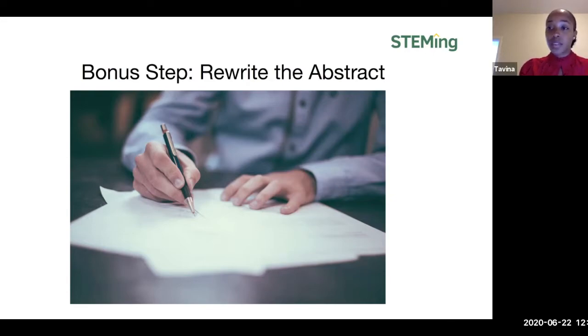What question were they asking? What was their answer to that question, and how did they arrive at that answer? Those are pretty much the 3 points that you want to quickly summarize as you rewrite the abstract.